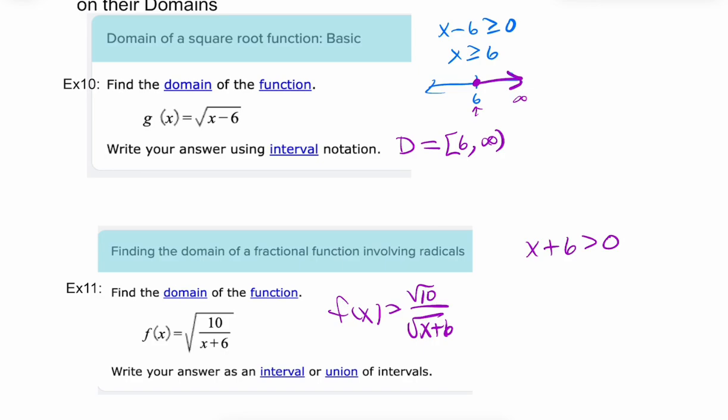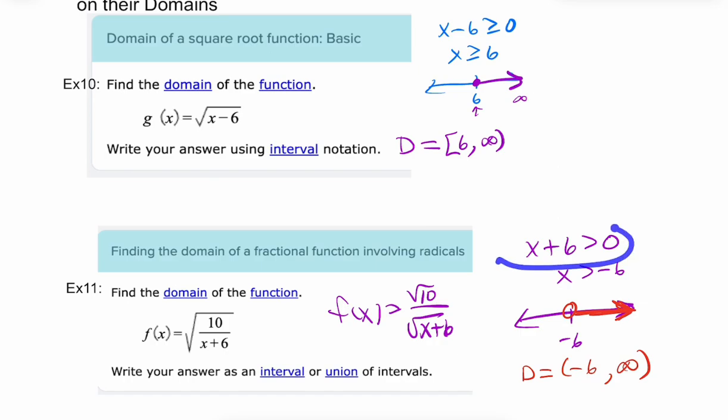Okay, so subtract 6 from both sides. x is greater than negative 6. Have an open circle on negative 6, because you can't include it. Shade to the right. So our answer is negative 6 to infinity. So if the x is just in a square root, the equal to 0 is okay. If the x is in your denominator of a fraction, equal to 0 is never okay. So don't include it. So that is the difference between those two problems. Be careful.